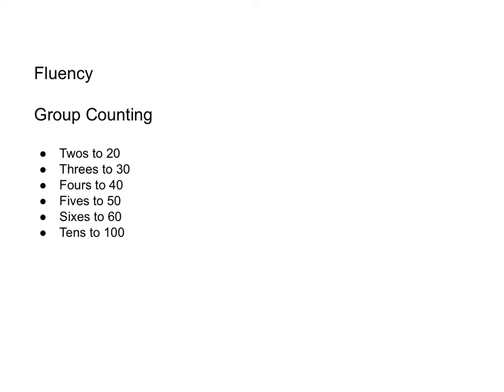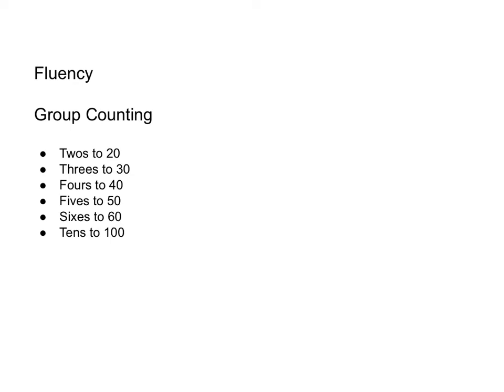We'll start with 3. 3, 6, 9, 12, 15. Let's stop at 15 and go backwards. 15, 12, 9, 6. And from 6, let's go forward. 6, 9, 12, 15, 18, 21, 24.